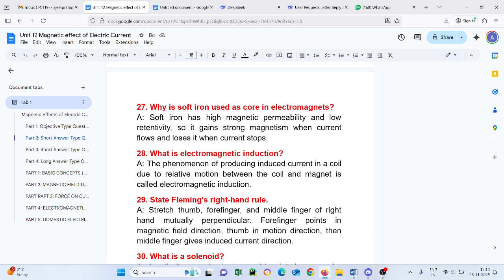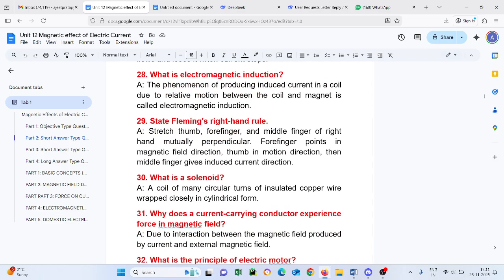The thumb, forefinger and middle finger of the right hand are mutually perpendicular. The forefinger points in the magnetic field direction, the thumb in the direction of motion, and the middle finger gives the induced current direction.